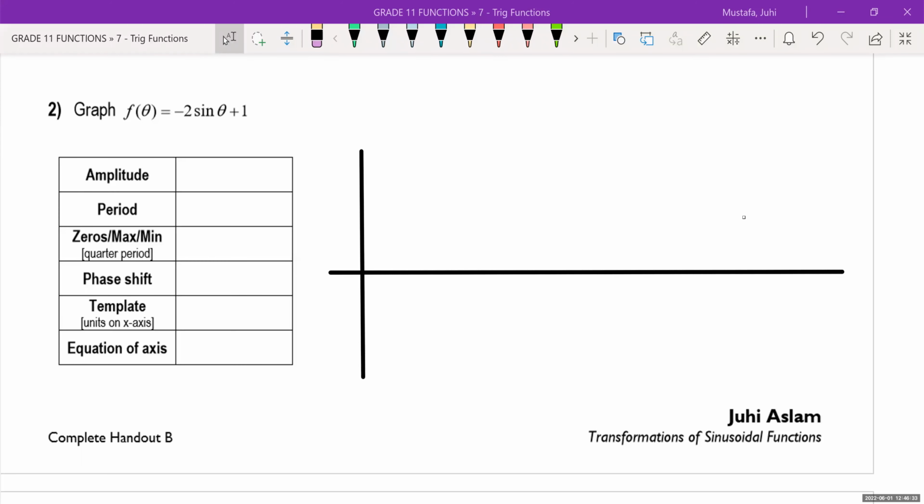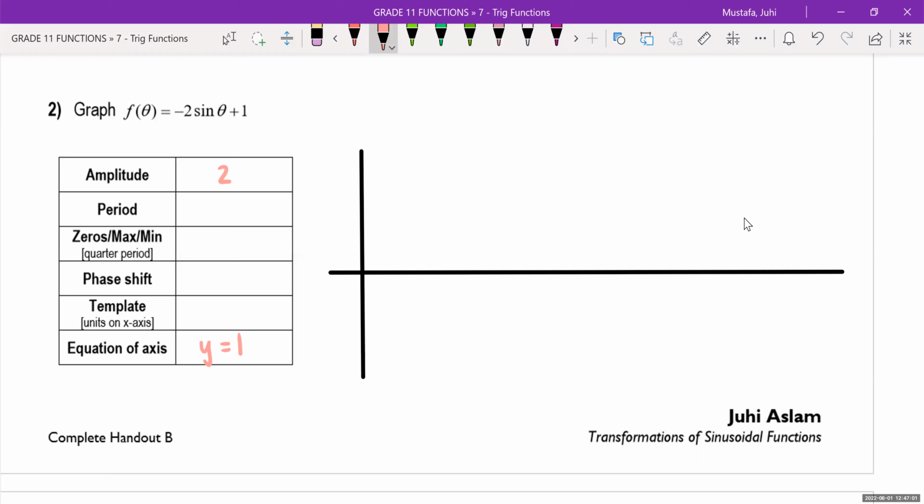Okay, graph number 2. Graph f of theta is equal to -2 sine theta plus 1. Now, I notice we have a -2. I'll tell you what to do with that in a second. Let's just start with the information that we are used to starting with. So let's begin by figuring out what our amplitude is. It's just going to be a 2. I don't put a negative. Remember, amplitude can never be negative, so it has to be positive. My equation of axis is just y is equal to 1.